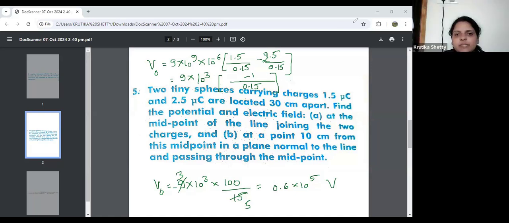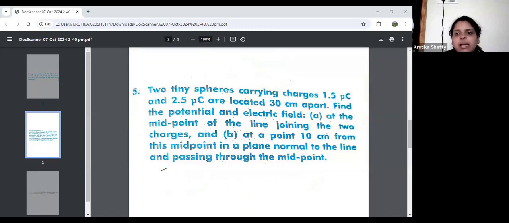Okay, students. So the next is what? At a point 10 centimeter from this midpoint in a plane normal to the line and passing through the midpoint. Okay, so first simplification, hope it is clear to you. So what are they asking in the second part of the simplification? At a point 10 centimeter from this midpoint.